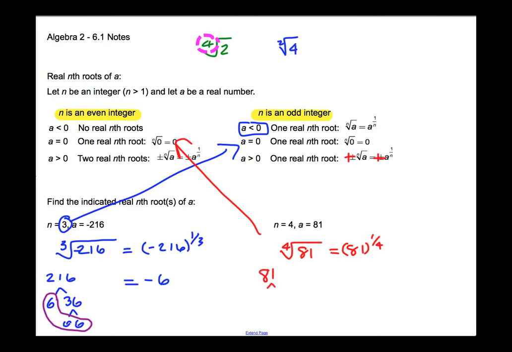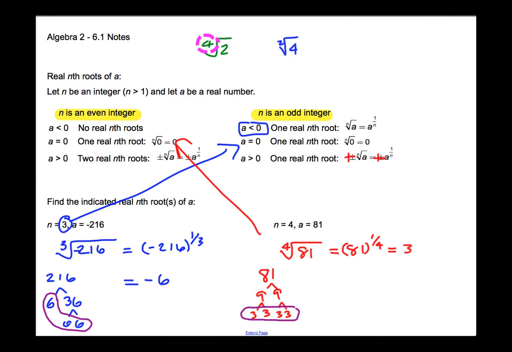Well, that's going to be 9 times 9 is the easiest thing to see, and then 3 times 3. And since we're dealing with a 4th root, then I need 4 to take 1 out? Well, I've got 4 3's right here. So what does this equal?